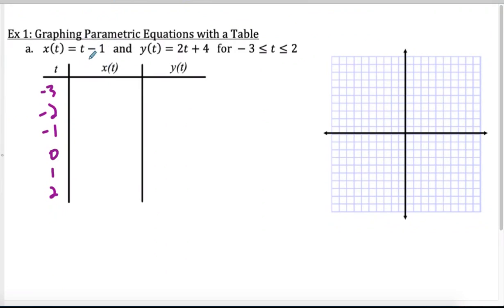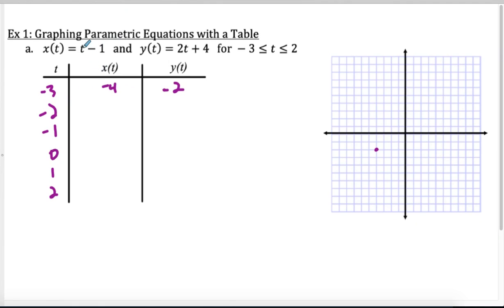So if I plug -3 in here, -3 minus 1 would be -4. And if I plug in -3 for t for the y-coordinate, 2 times -3 would be -6, plus 4 is -2. So that means that the point -4, -2 is on my graph. The t value isn't going to show up on the graph anyway. The t value is just how I get the x and the y coordinates.